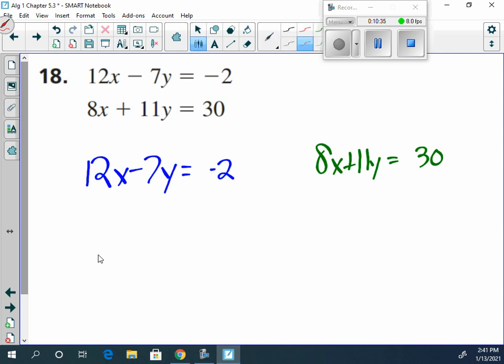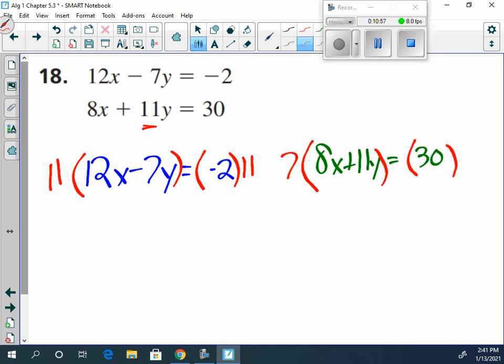So this one here, 12x minus 7y, is the first equation, yes? What's the y value in the other equation? So, okay. What can we multiply this whole thing by so that they're going to be the same? We can multiply it by 11. So what can we multiply the other one by? 7. Because 7 times 11 is 77, yes? I can turn 11 and 7 both into 77.